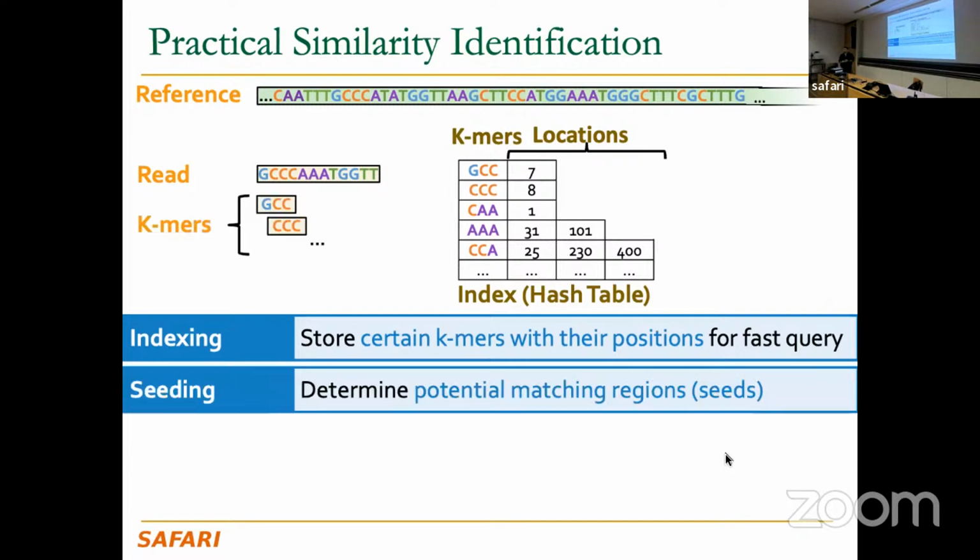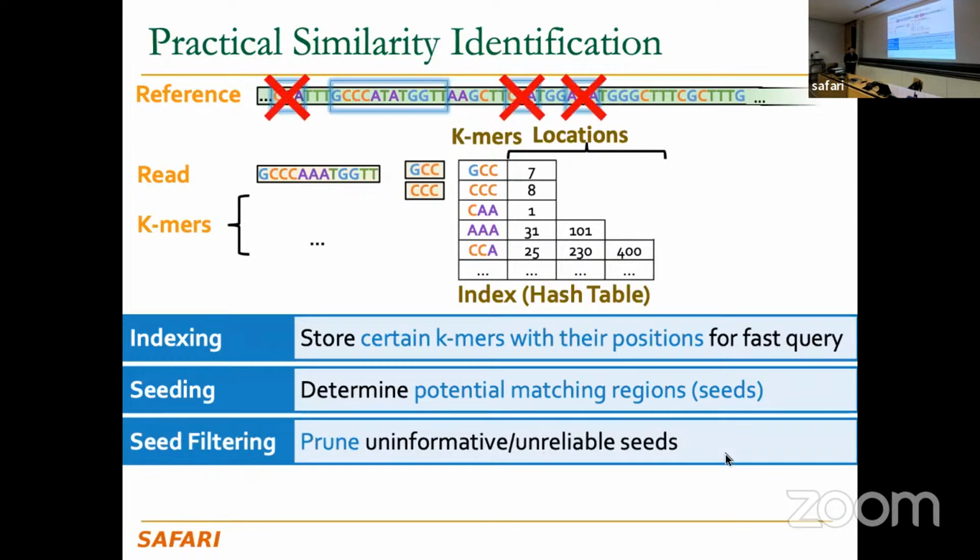Later on, once you want to find whether a read also appears in the reference genome, you also extract the subsequences, or k-mers, from the read. Then you can simply query these k-mers using the hash table and figure out if they appear in the hash table, and if so, where they appear. This is the seeding step. You seed the query of the reference genome using the hash table to find the potential matching regions between the read and the reference genome.